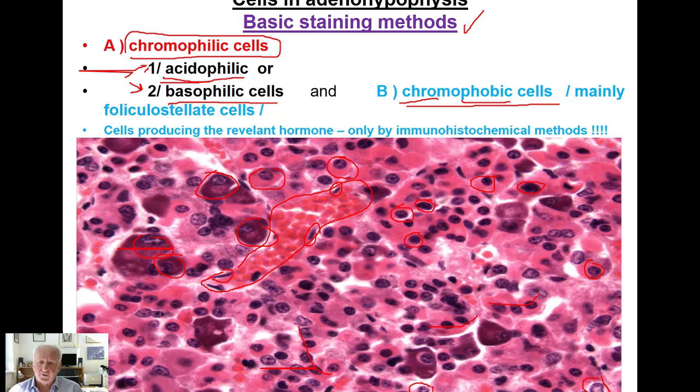But now, to understand which cells are precisely producing this type of hormone, you need only a very clear immunohistochemical method. Then you need immunohistochemistry, and by this method you will very nicely understand that this type of cells is producing only, for example, follicle stimulating hormone. This type of cells are producing only thyrotropic hormone. And this type of cells are producing the growth hormone, and so on and so on.